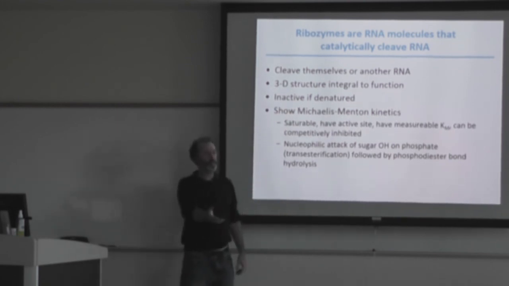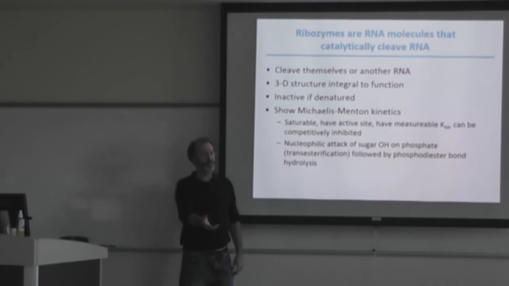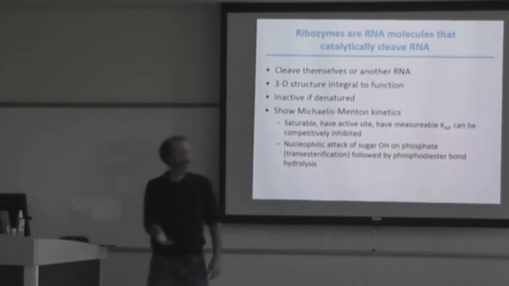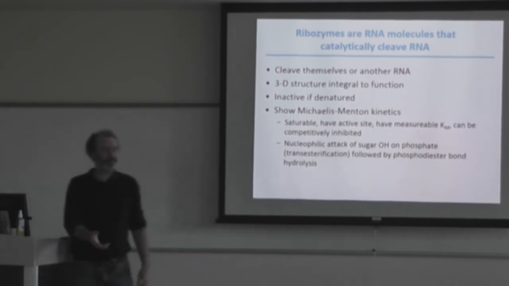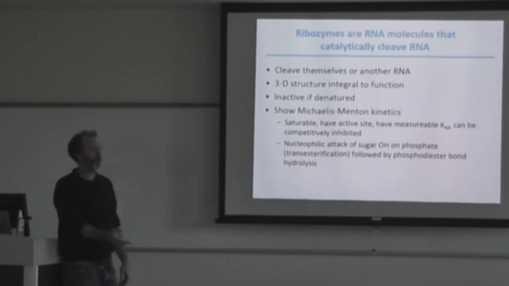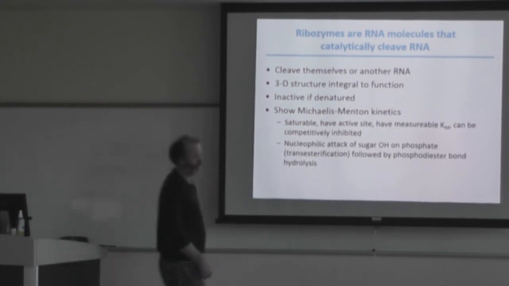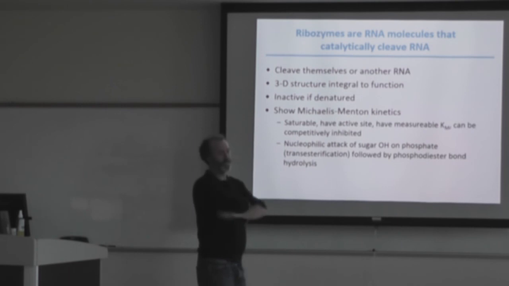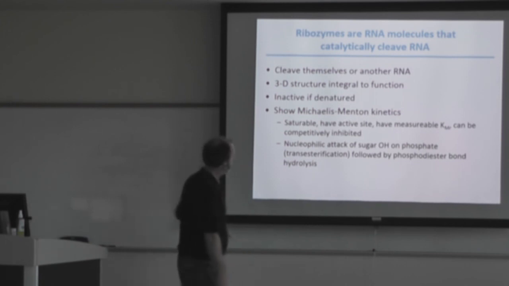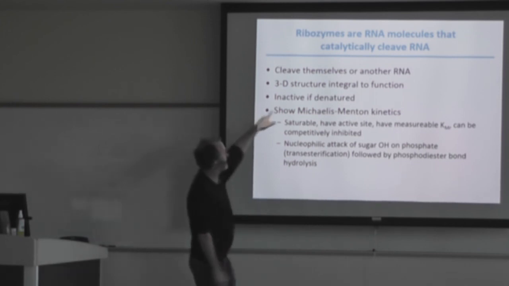How are you going to denature a ribozyme? How would you? Heat it up? In the cell, a helicase will denature it, right? So it's inactive when denatured.